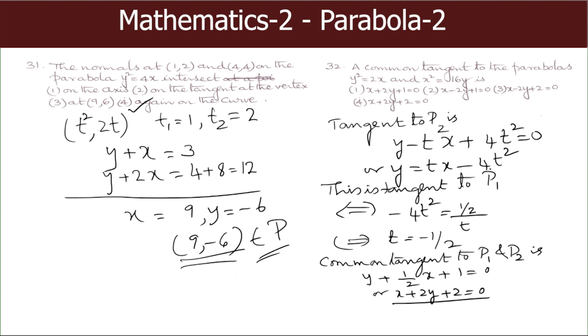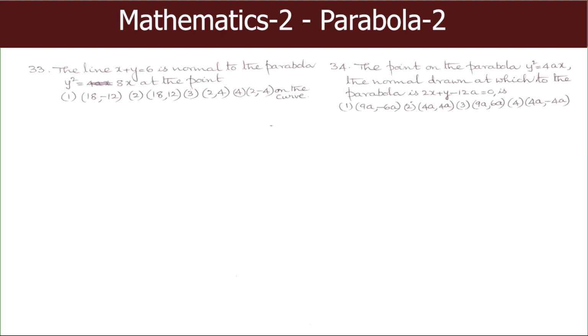So, the condition for this to be a tangent to the parabola 1 is c equal to a by m. So, that is equal to minus 4t square equal to a means 1 by 2, because for the parabola y square equal to 2x, 4a is 2. So, a is 2 by 4 or 1 by 2. m is the slope of the line, that is t. So, therefore, this is same as t equal to minus half. By replacing t by minus half in this equation, you get the equation of the common tangent in the form x plus 2y plus 2 equal to 0. I hope I am clear.